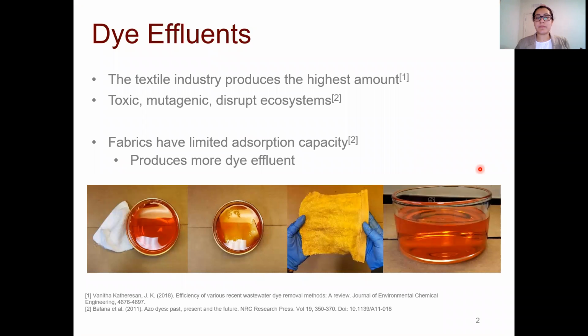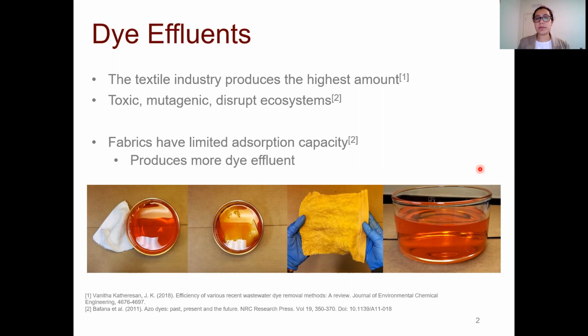First of all, dyes are everywhere. They are in the clothes that we're wearing, in packaging such as food and cardboard packaging, in cosmetics, in plastics, and all of the industries that use these dyes have some leftover colored wastewater. These are called dye effluents.